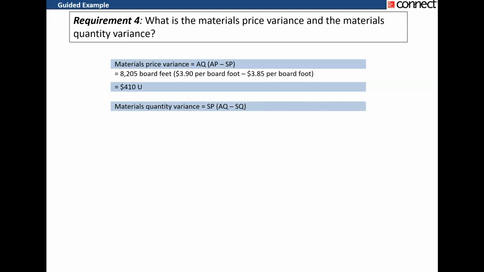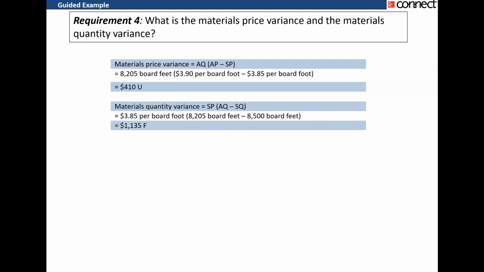Okay, let's look at the quantity. The actual quantity they used was 8,205. The standard or the budgeted that they should have used for that amount is 8,500. Multiply the difference between that by the cost per board foot, and you get a favorable variance of $1,135. So they used less board feet than what was budgeted.